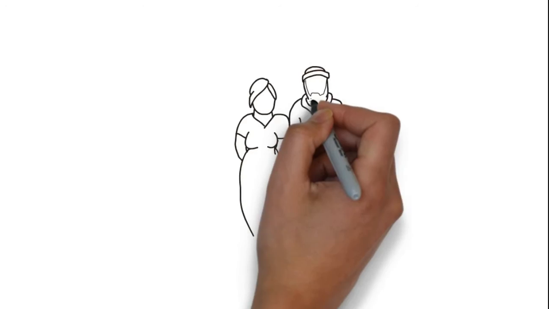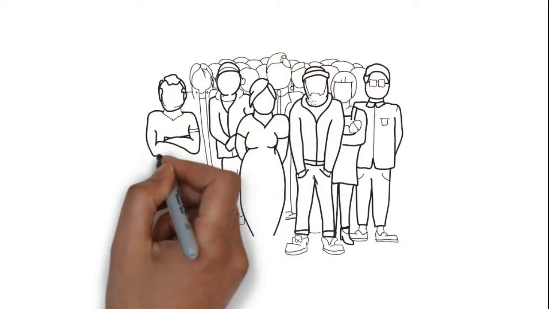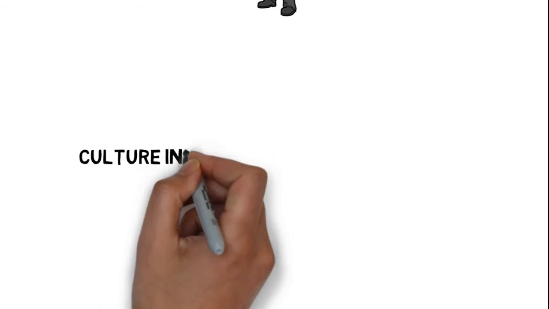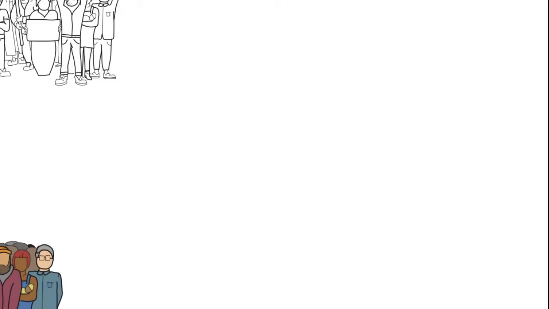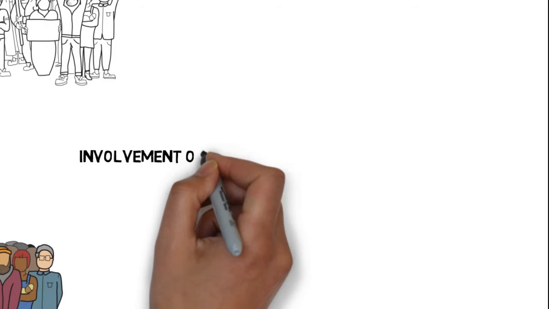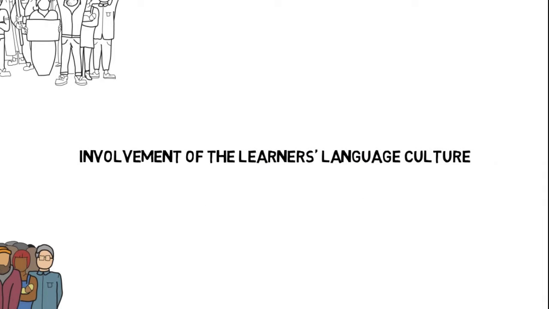The second view is separated into two types of supporters. The first group claims that the culture of the foreign language should be involved in language teaching practice for a full understanding of the language forms that are presented to learners. The second group emphasizes the involvement of the learner's language and culture in the English as a foreign language classroom.